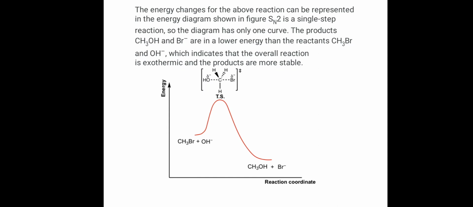So the reaction is a single-step reaction. The products, methanol and bromide ion, are lower in energy than the reactant methyl bromide. This reaction is also exothermic, proceeding only through the pentacoordinated, five-member transition state, with no formation of an intermediate. Unlike the SN1 reaction, where a stable carbocation forms, in the SN2 reaction there is no stable carbocation. It proceeds only by the pentacoordinated transition state. So the reaction is exothermic, and the product is also more stable.